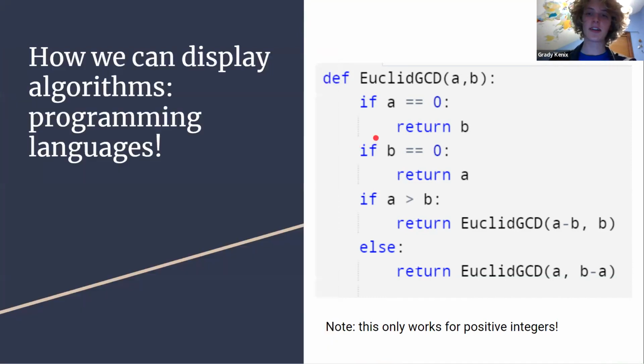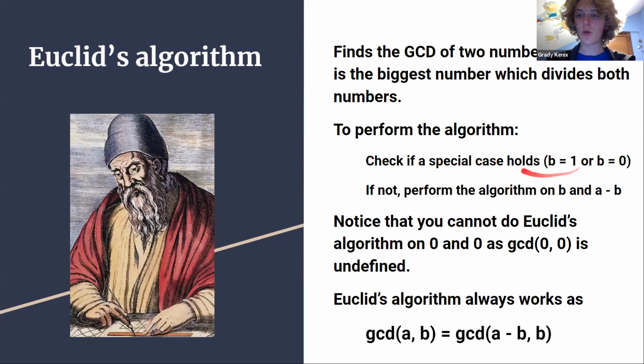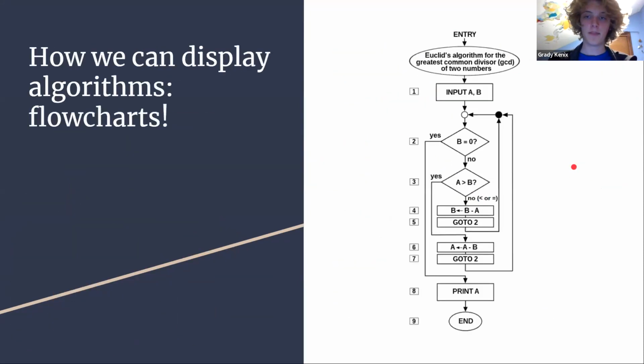And in this case, notice this. Before, I said that we check if b is 1 or b is 0, but in the Euclid's algorithm flowchart, we didn't actually check if b was 0. If b was 1, we only checked if it was 0.